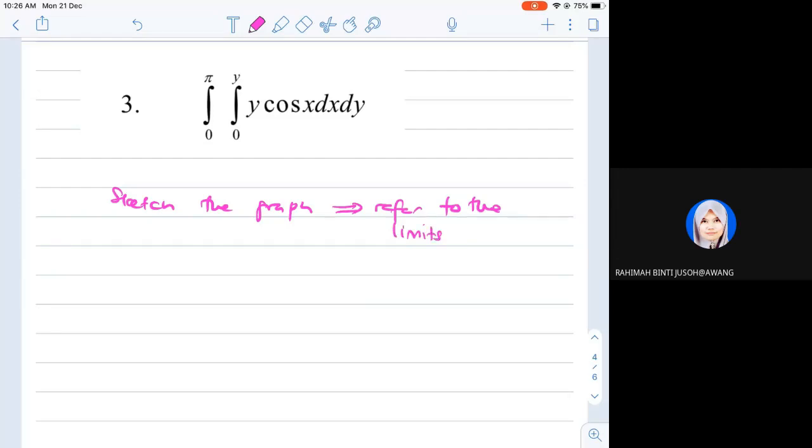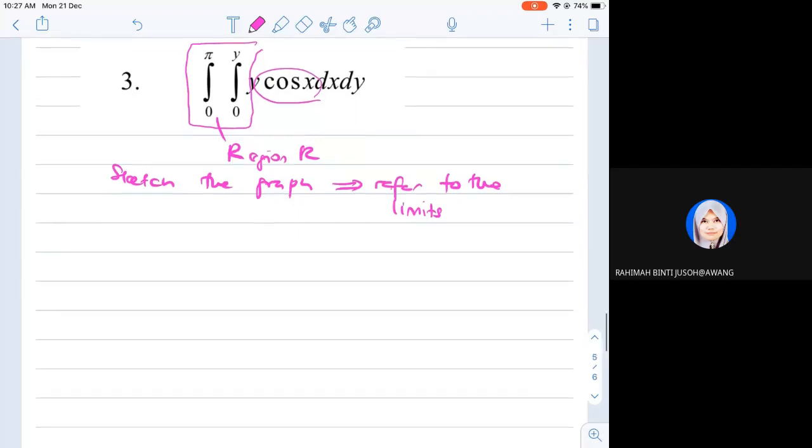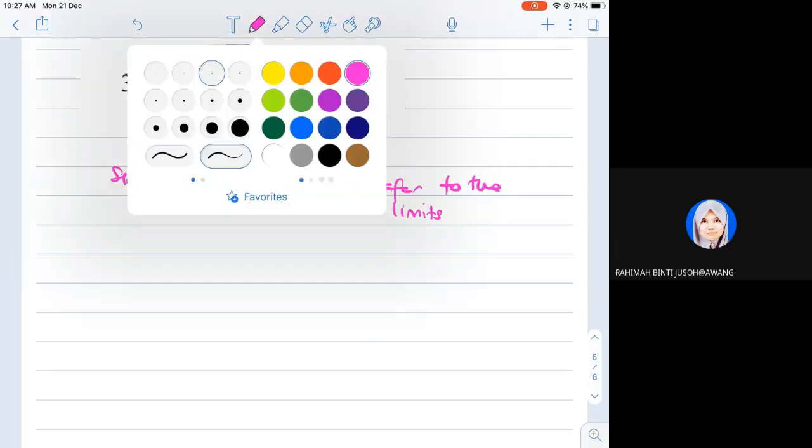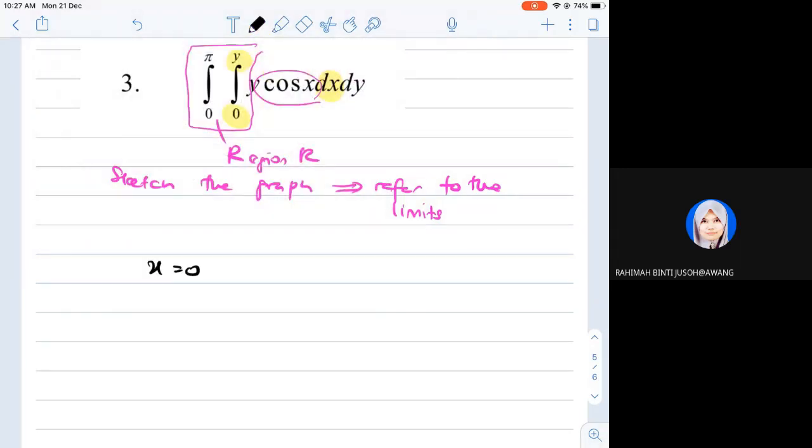So the graph for this question is not a trigonometric graph. No, this is not. You cannot refer to this. Okay, this is not a trigo graph. In order to sketch the graph, you have to refer to this. Okay, region R, 100% from the limit, not the function. Okay, but the limit. So in this case, all right, guys, as we know, we have dx. So x from 0 until y. So x equals to 0 and x equals to y.